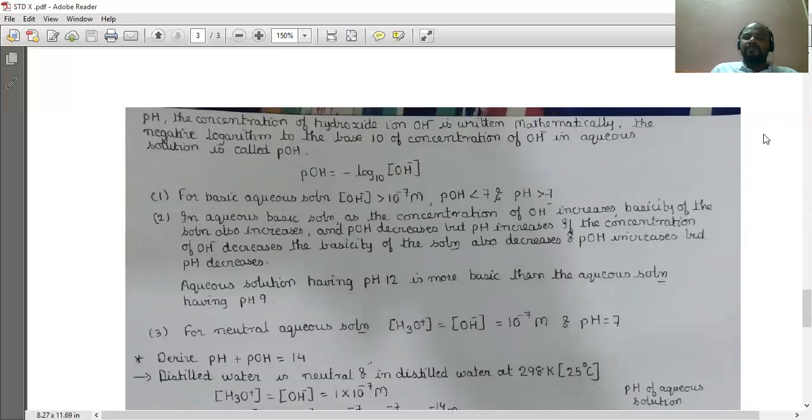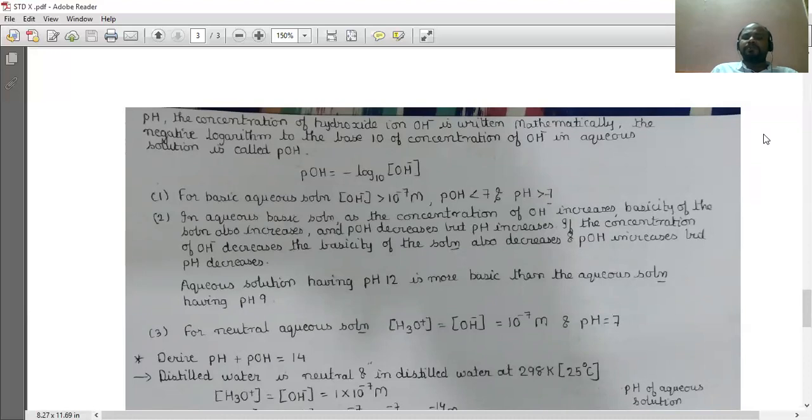For a basic aqueous solution, if hydroxide ion concentration is greater than 10 raised to minus 7 molar, then pOH will be less than 7 and pH will be more than 7. I repeat, for a basic aqueous solution, if the concentration of hydroxide ion is greater than 10 raised to minus 7 molar, pOH is less than 7 and pH is greater than 7.